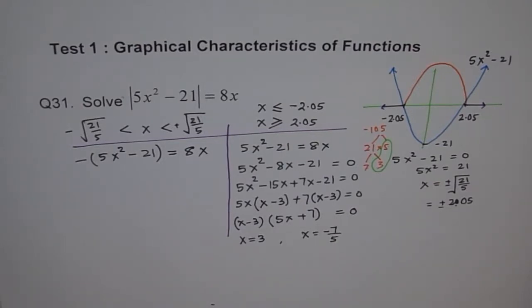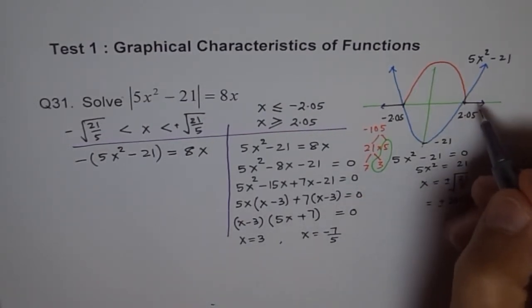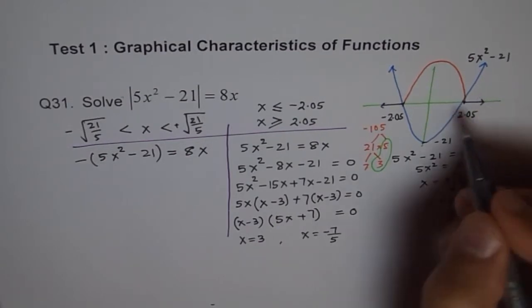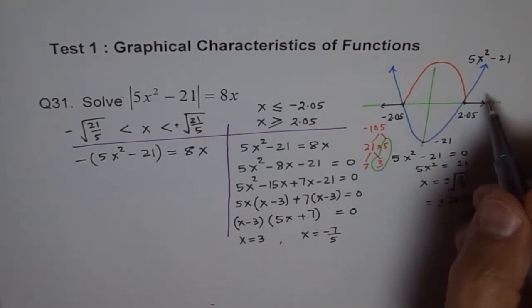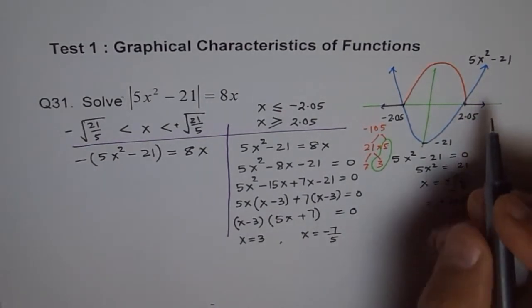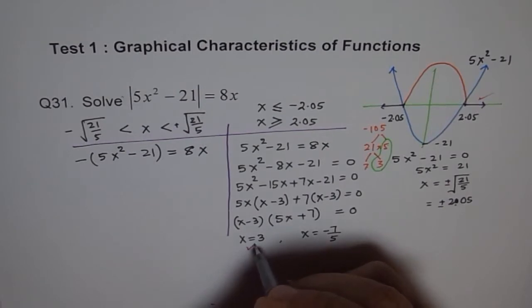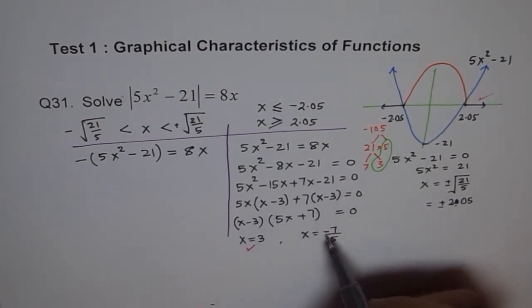What we need to find is, are both valid answers? Let's check this out. Now, when I say x equals 3, where is x equals 3? X equals 3 is somewhere on this side, right? Somewhere here. Now, we are talking about a domain x greater than 2.05. Yes, so it is okay. This point we are talking about, so this is the correct answer. It works, correct?